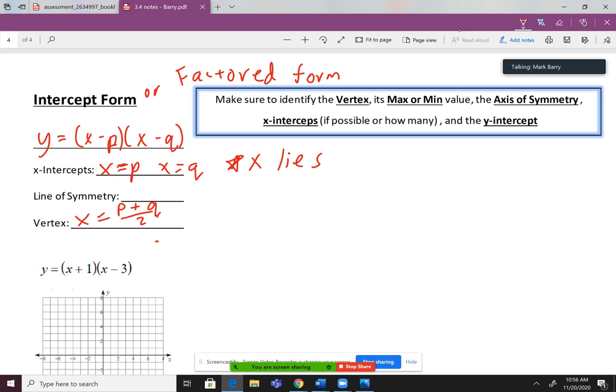I did not write that very nicely. Let me try that again. Average. That's better. All right. And then we're going to take that x value and plug it in to find y.